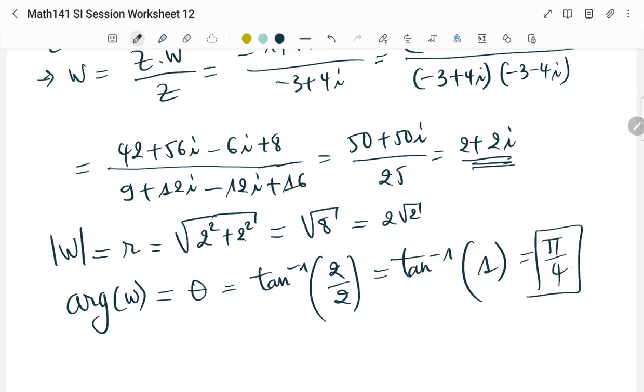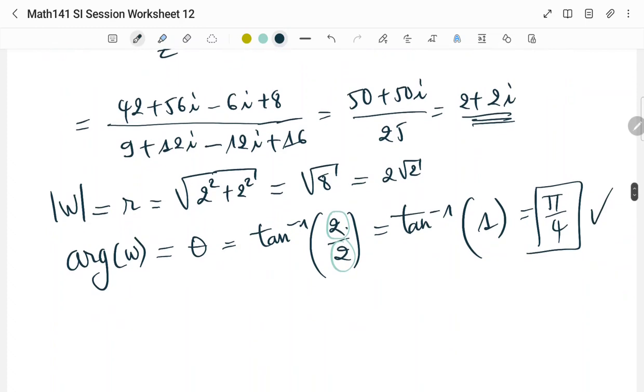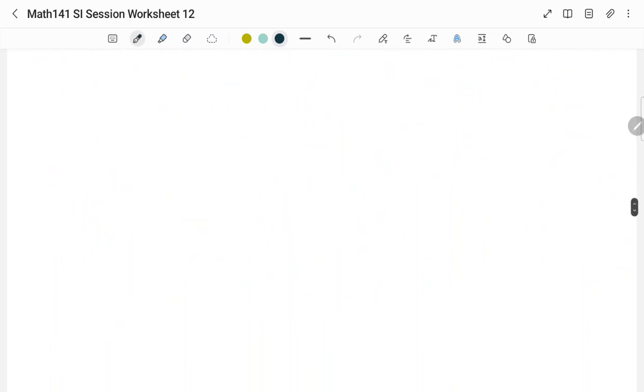How do you know it's pi over 4? Because we have both the sine and the cosine positive. So both the cosine and the sine are positive values, which indicates to us that the angle is in the first quadrant, and the angle that has a tan of 1 in the first quadrant is pi over 4. So that's that. Alright, hopefully that makes sense.